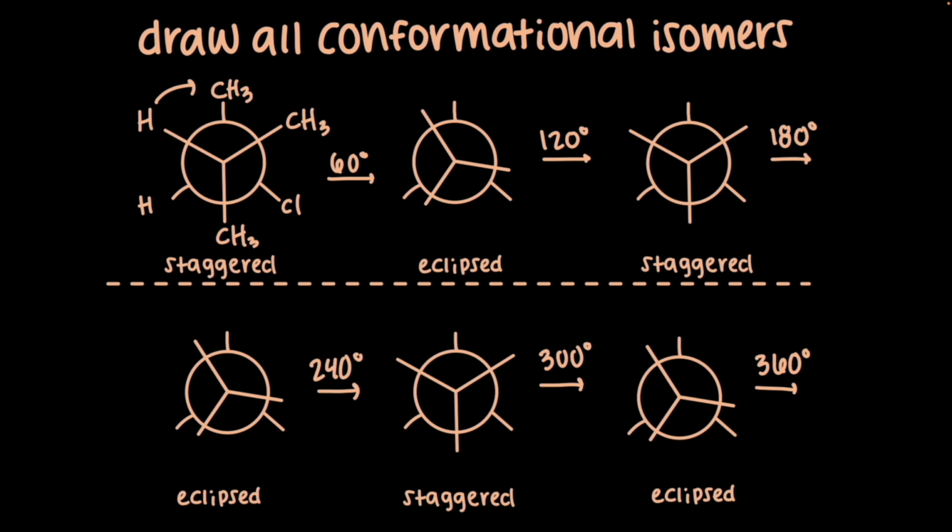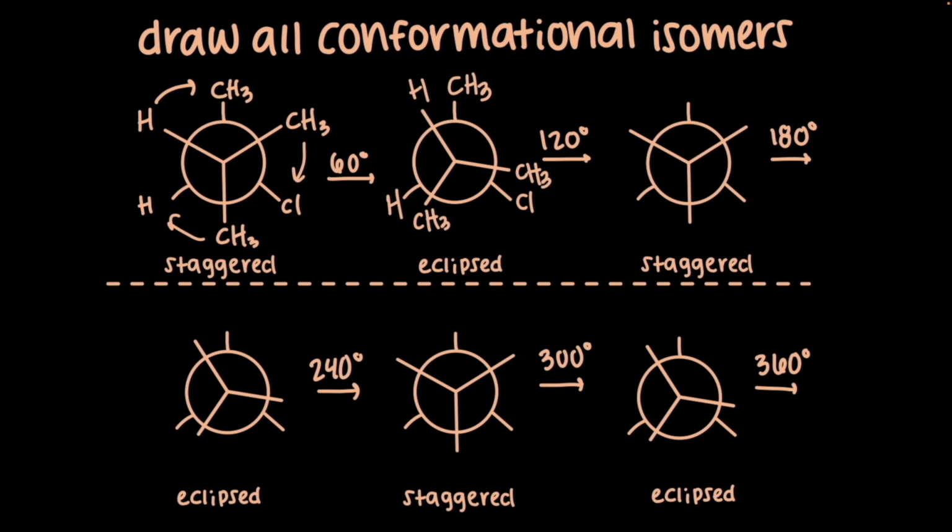To draw the first conformational isomer, I'm going to redraw the back carbon substituents, so I have CH3 at the top, Cl on the right, and H on the left. Now for the front carbon, it's rotating 60 degrees clockwise, so the hydrogen at the top left is going to move slightly closer to the CH3 on the back carbon. Each of the other groups are also just going to move slightly closer to the back carbon substituents. The CH3 at the top right is going to move closer to the Cl, and the CH3 at the bottom will move closer to the hydrogen on the back carbon.